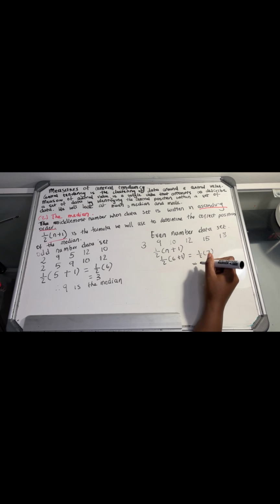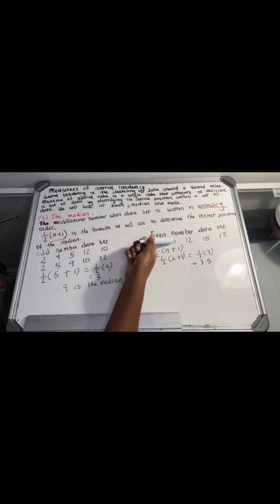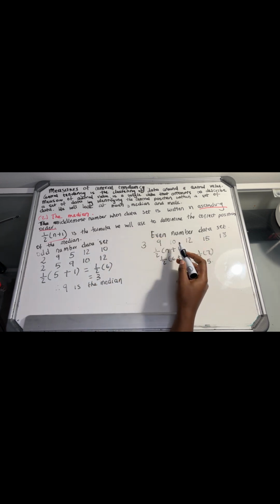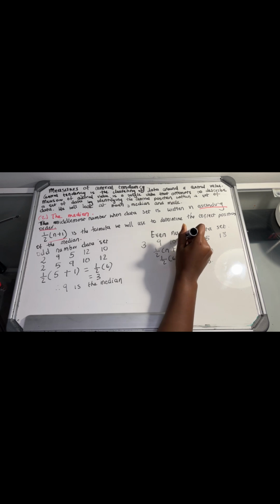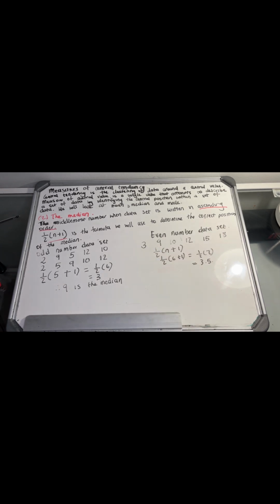And that is equal to 3.5. Now we go count. Where is 3.5 in the data set? There's 1, there's 2, there's 3, there's 4. And 3.5 lies between 3 and 4. So 3.5 will be right here. Let me just change it quickly. 3.5 will be found right there.